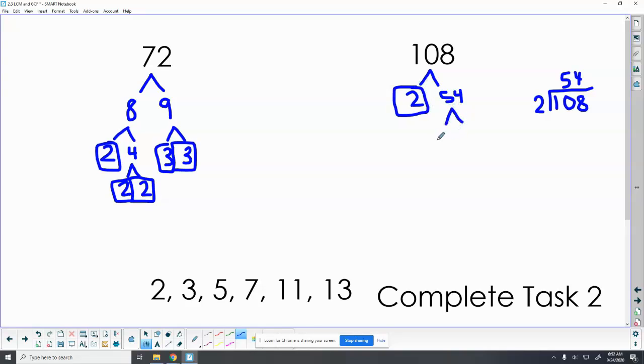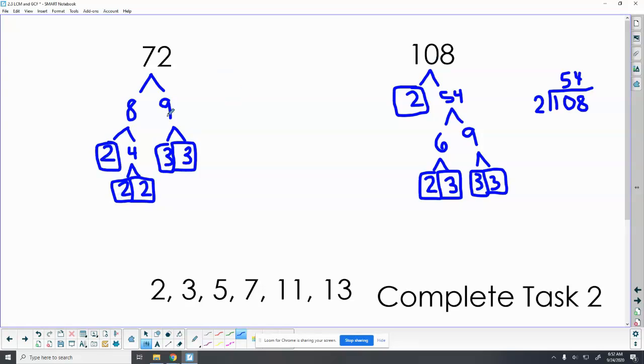We need to think of 2 factors that together multiplied equal 54, 6 and 9. 6 times 9 is 54. So I need to keep going on 6. 2 times 3 is 6. And then I'm going to box those up. And then 9 has 3 times 3. And now 3 is prime and I can box those up. So all of the bottom numbers are boxed.